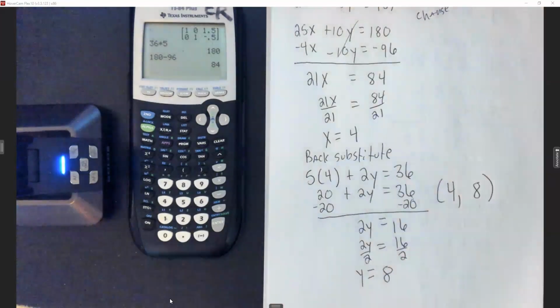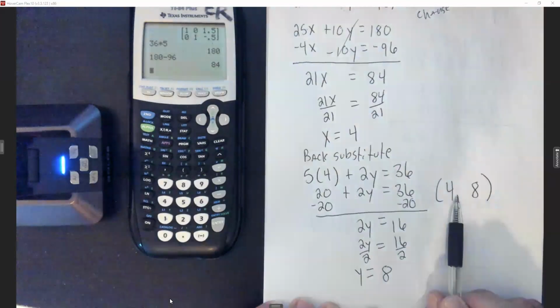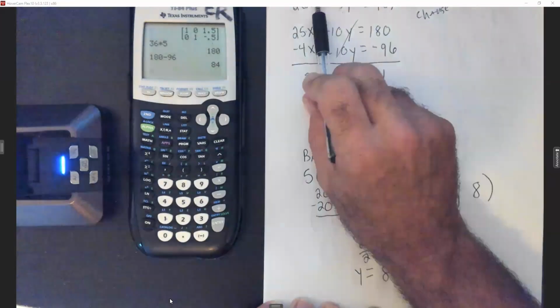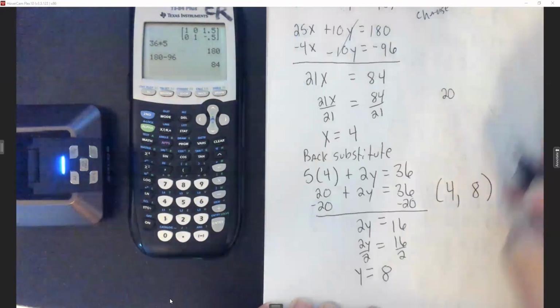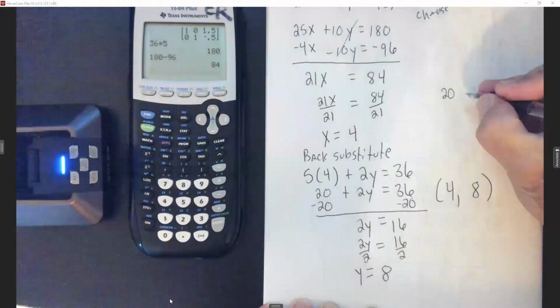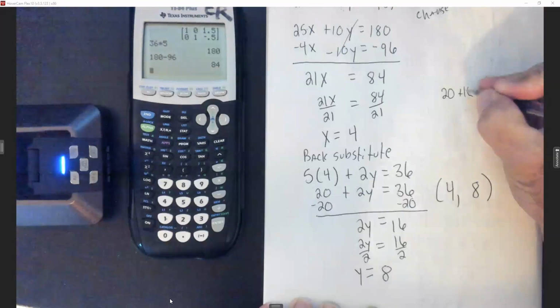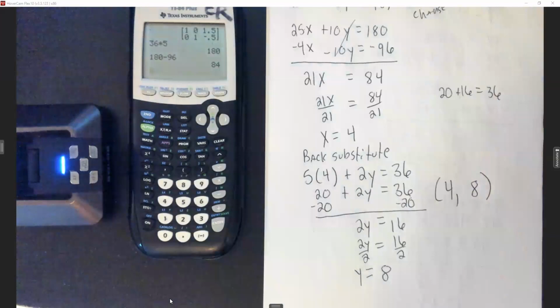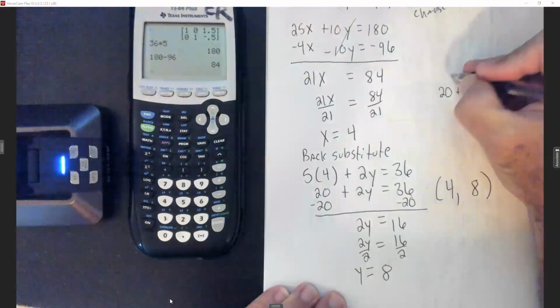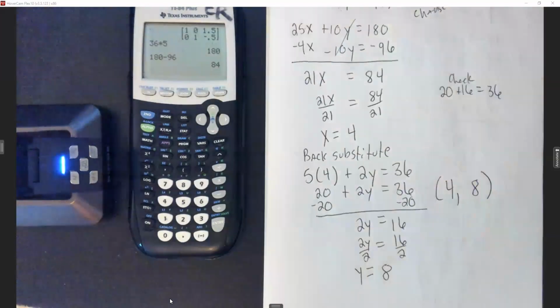So I'll probably wait till I do the 3 ones to hit them on the calculator again, okay? But watch this, y'all. Take these numbers. Put that 4 in for that x. 5 times 4 is 20. Then 2 times 8 is 16. And 20 plus 16 is going to equal 36. So if you check them, just plug your numbers in and see what you get, okay?